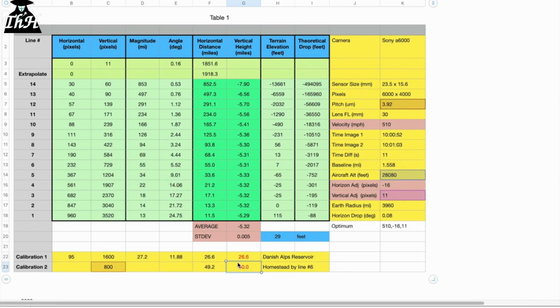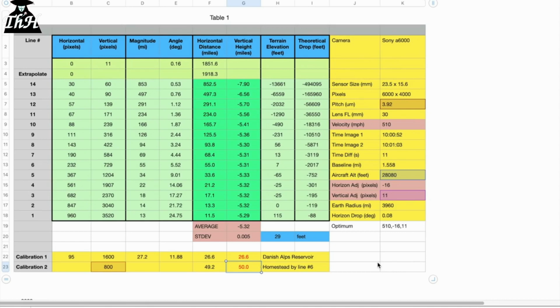And then for the second calibration, that's different. That's based on the distance to a feature on the ground, and I'll show you that in a second. So I use those two calibration points to anchor the image, because otherwise the image comes out slanted.